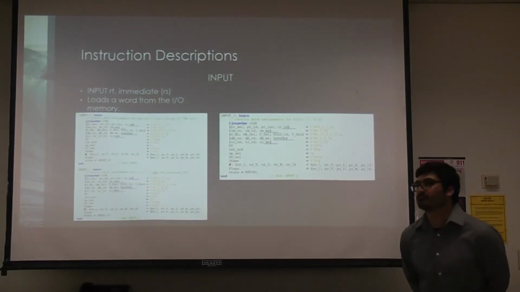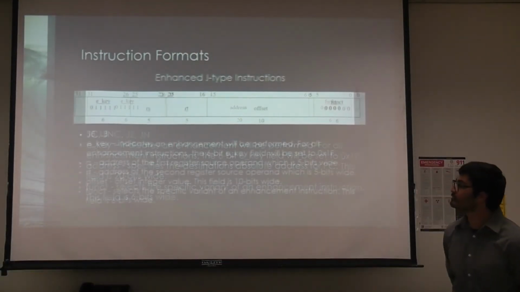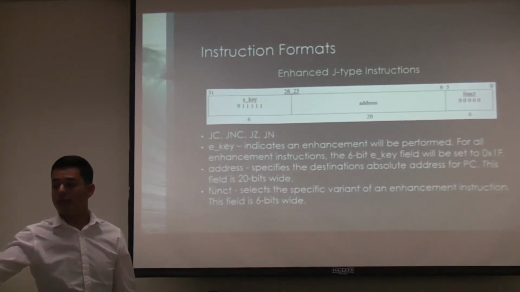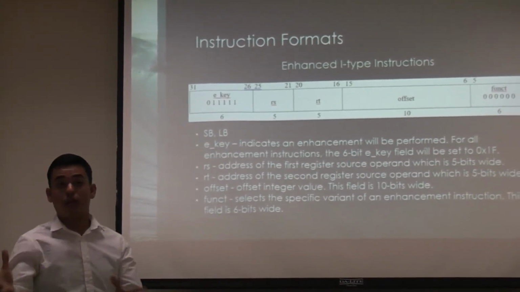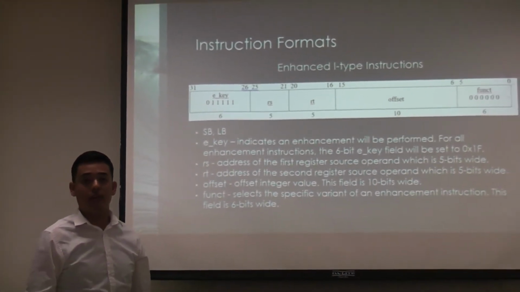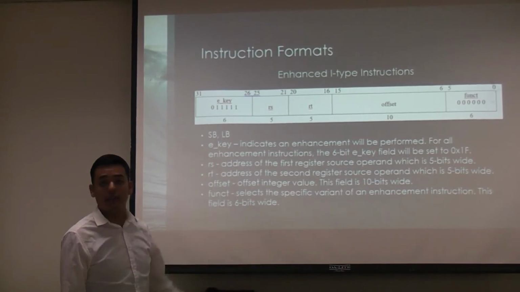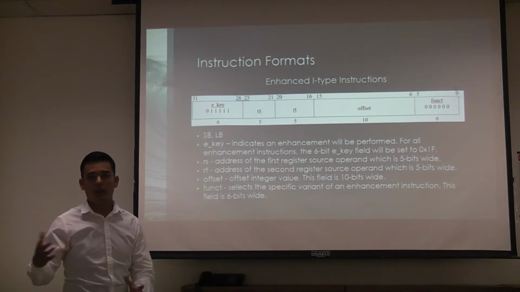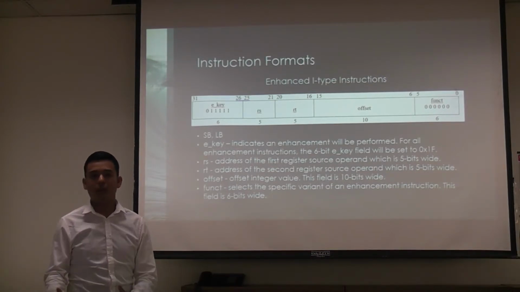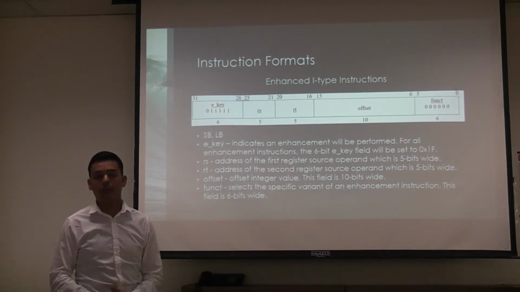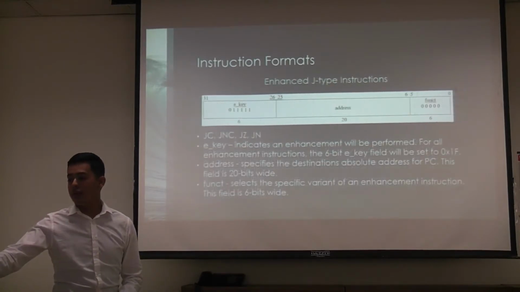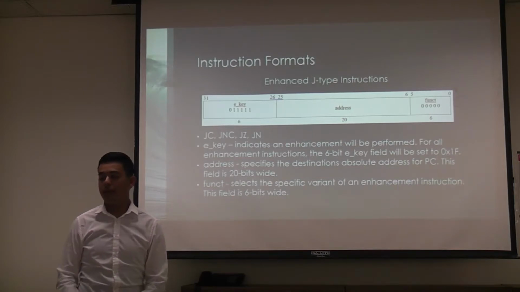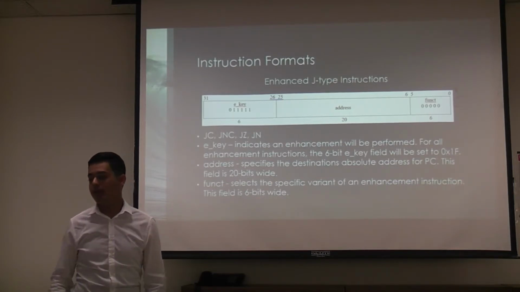I would just like to go back a little bit and point out that for our I-type instructions and our J-type instructions, as you can see here, for our normal I-type instructions, we have a 16-bit offset, but due to the fact that we had to add the E key, we had to shrink that down to a 10-bit offset used for like load immediate, or actually for us, store by load byte. And for J-type, since we also have to add the 6-bit E key, we have to shrink the address that we jump to 20 bits.